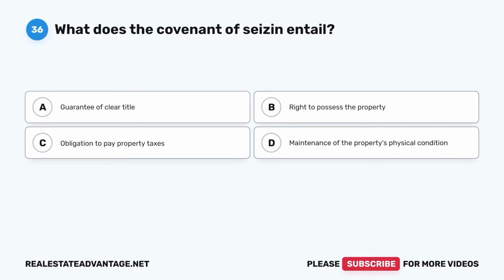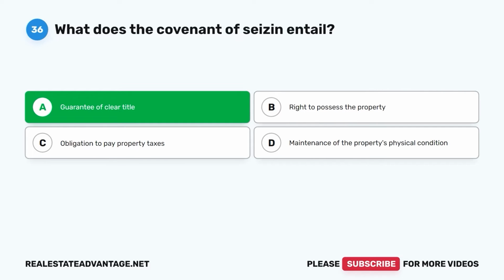Question 36. What does the covenant of seisin entail? A. Guarantee of clear title. B. Right to possess the property. C. Obligation to pay property taxes. D. Maintenance of the property's physical condition. The correct answer is A.